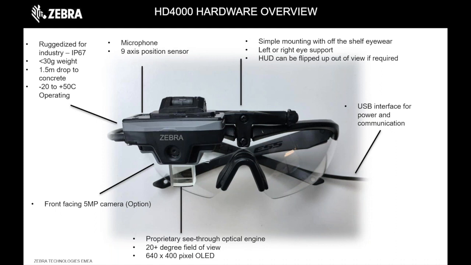It's also got an optional 5 megapixel front camera, so that you can choose whether to have that or not. If you have the camera option, obviously then you can take pictures, and you can also record video of what the user's seeing if you wanted to do an application where you need to either view the same thing as the operator, or if, for example, you want to do an augmented reality application where you want to overlay on top of the user's field of view.